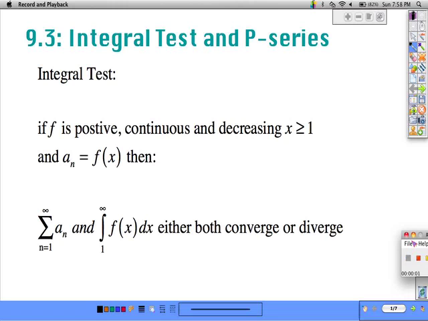Our next two tests for convergence testing are the integral test and the p-series test. The integral test says that if f is a positive, continuous, and decreasing function when x is bigger than or equal to 1, and the rule for our sequence is a sub n equals f of x, then we can conclude that the infinite series from 1 to infinity of a sub n and the integral from 1 to infinity of f of x dx will both either converge or diverge.